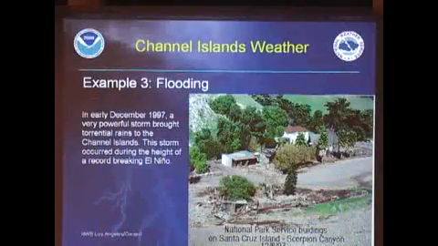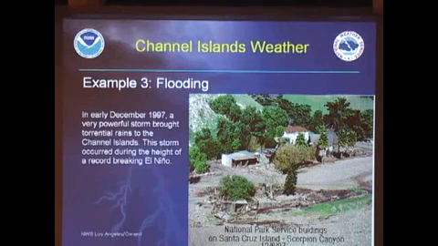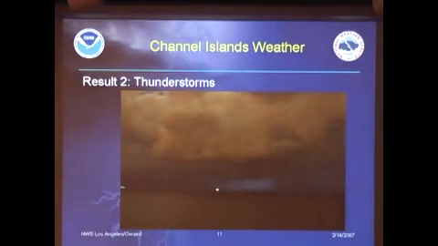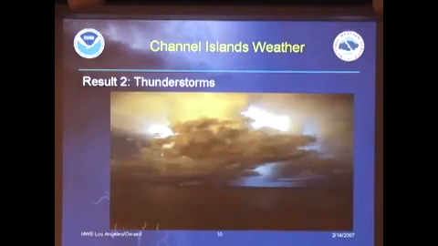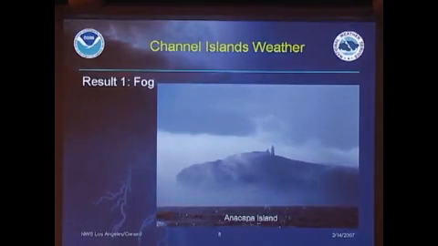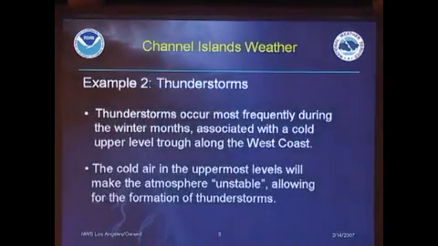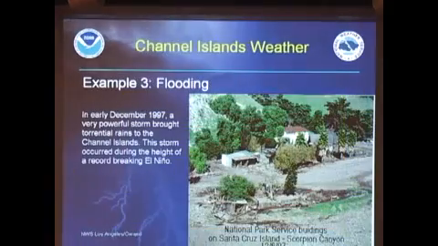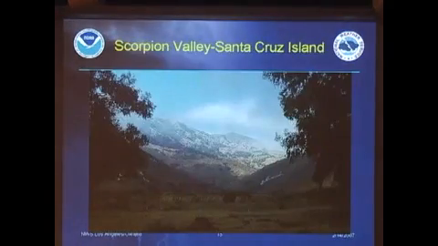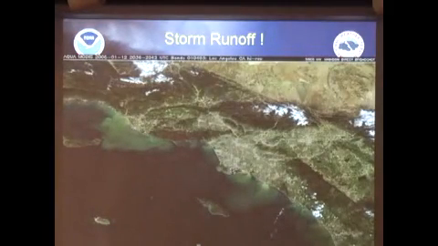There was one that had the islands. The picture that showed the islands. Okay, let's see. No, let's see. I think the one that showed the damage on Santa Cruz Island in Scorpion. Okay, I'll go forward then. Yeah, that one.